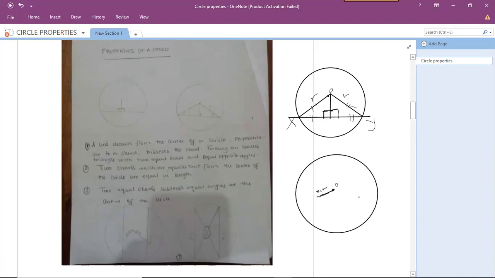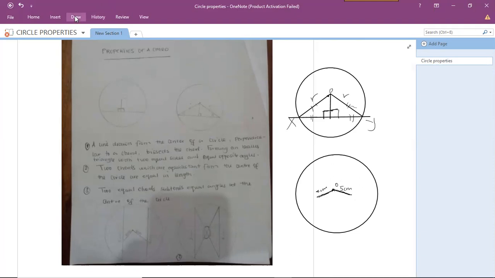Please, circle properties isn't hard. The only challenging part about this topic is just knowing all the properties of the circle, and then you start to play around with the rules. It becomes very easy. So I measure 5 centimeters, then I go from there again and measure 5 centimeters from the center, 5 centimeters.